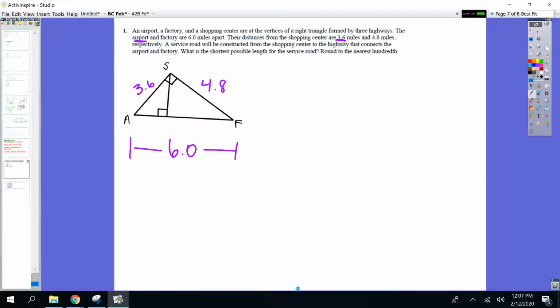And what are we looking for? I got this service road, which is right here from the shopping center to the airport and factory. Okay, get in the mind right now before I write down any numbers. What type of problem is this going to be? Do you see any degree measures other than 90? So don't write any more in.